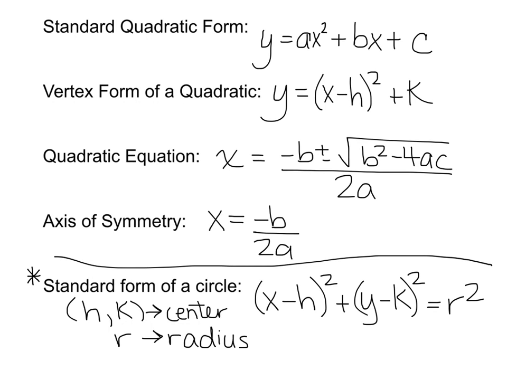And now let's talk about the standard form of a circle. Now the standard form of a circle, the x and the y are both having the h and the k subtracted from it. So note that the h and the k is the center of the circle. R squared is at the end, but just r is the radius. So now let's use this formula and answer some of the following questions.